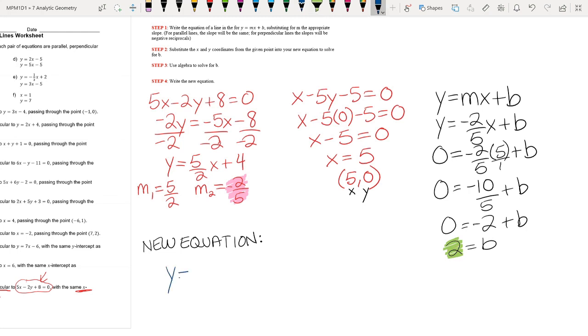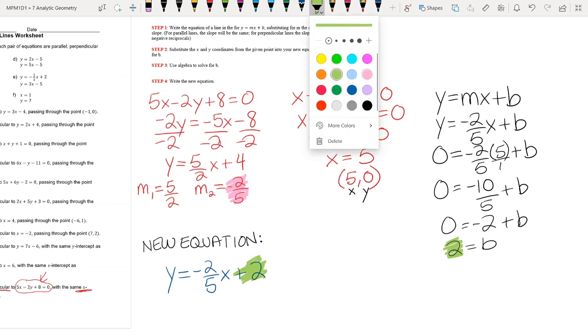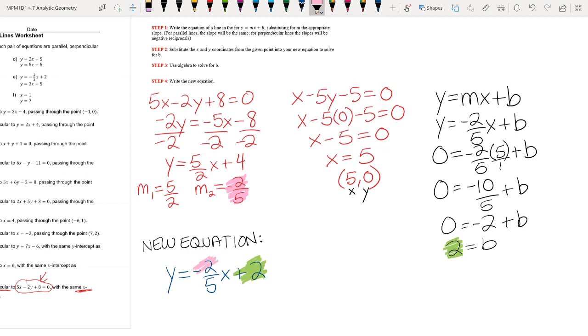The new equation is going to be y is equal to negative 2 over 5x plus 2. And you can see where we got the y-intercept from over here and where we got the slope. We got the slope right here.